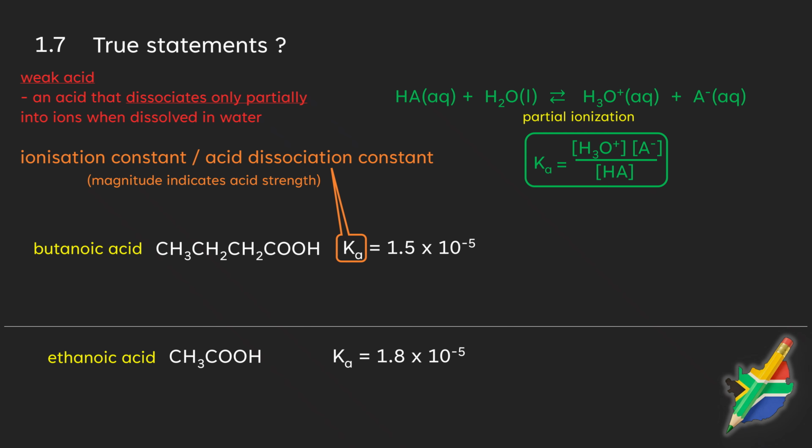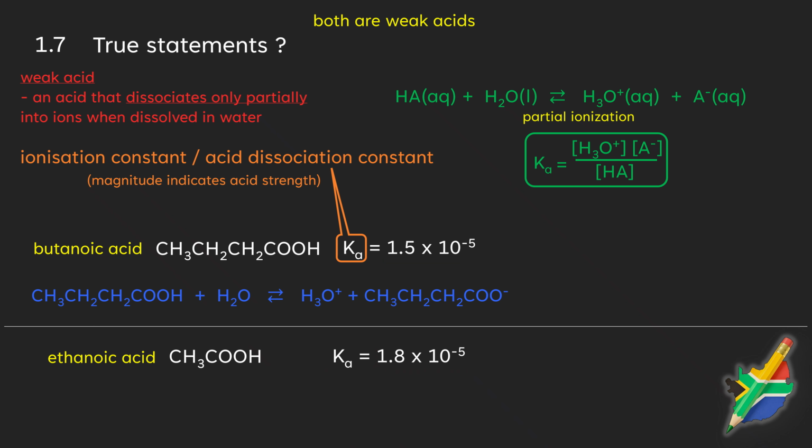The Ka expression is the concentration of the products divided by the concentration of the weak acid. We do not include water in the Ka expression. We can see that both of the Ka values are small since the exponents are negative. So both these acids are weak acids.